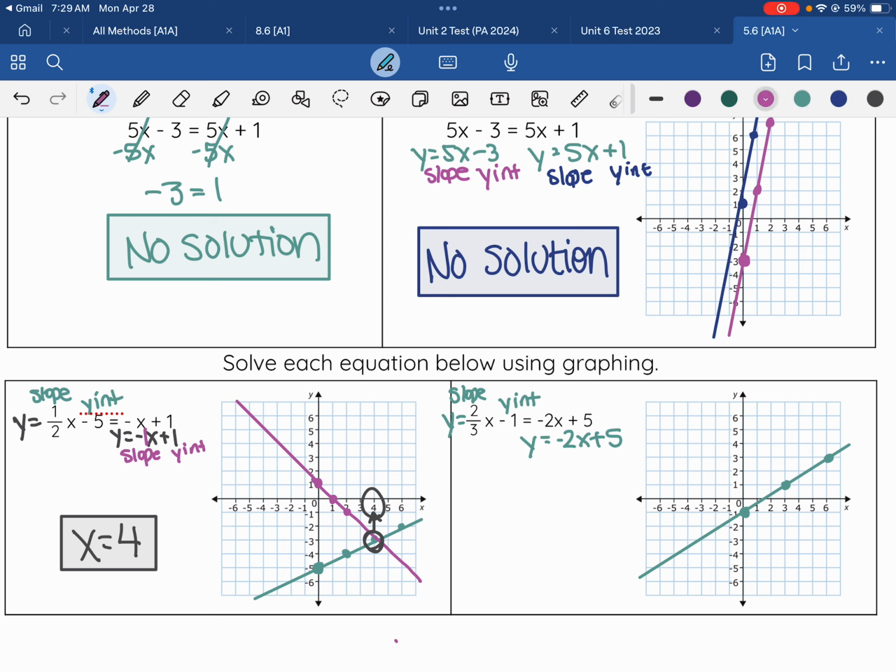The other line will start at a y-intercept of 5, and it has a slope of negative 2. So you're going to go down 2 over 1 to the right. And like that.